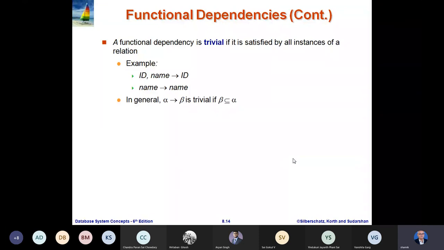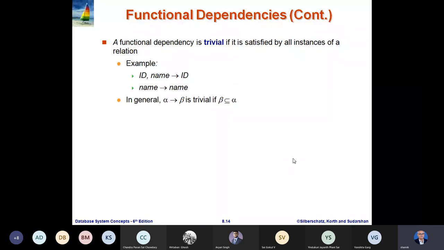An FD is said to be trivial if it is satisfied by all instances of a relation. So if we write ID, name functionally determines ID, or name functionally determines name, these are trivial functional dependencies, because if we fix ID and name, of course that means ID gets fixed. Or if we fix name, then on the right hand side also the name gets fixed. So in general, alpha to beta is said to be trivial if beta is a subset of alpha.